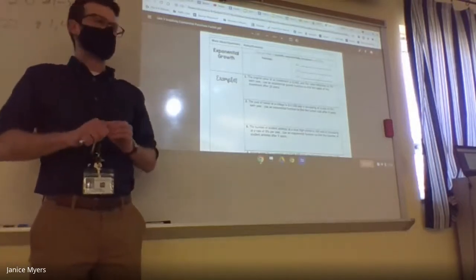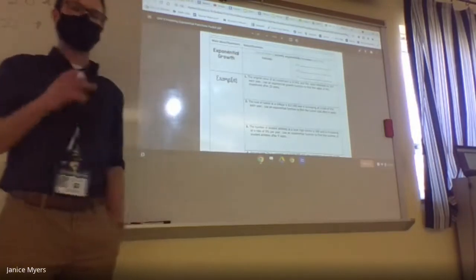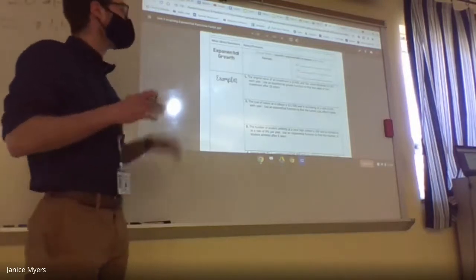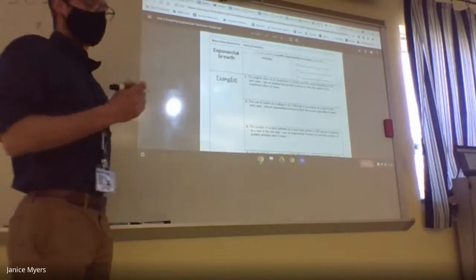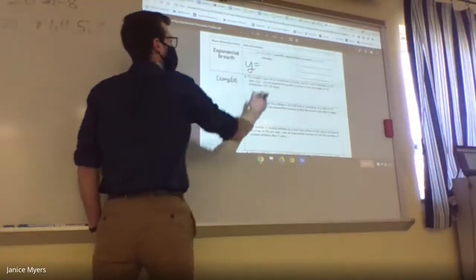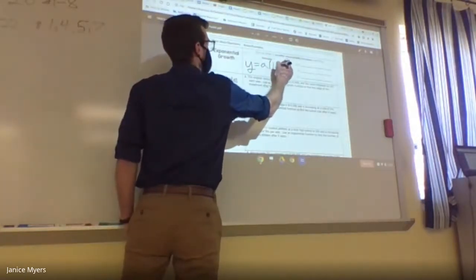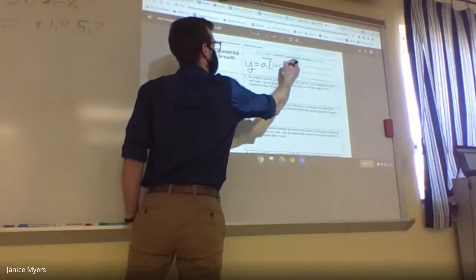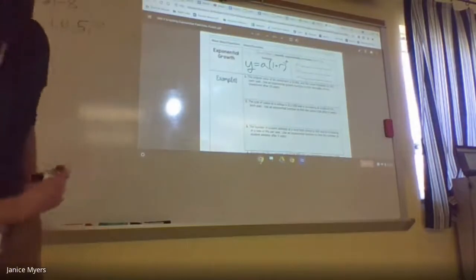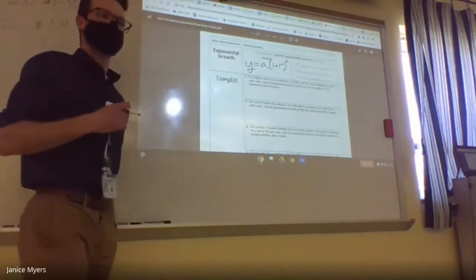All right. So like I said, we're going to be on page 15, and we're going to be talking about exponential growth, exponential decay, and compound interest today. So the formula for exponential growth is going to be y equals a, in parentheses, 1 plus r to the t. Ethan, what page is this? This is 15.